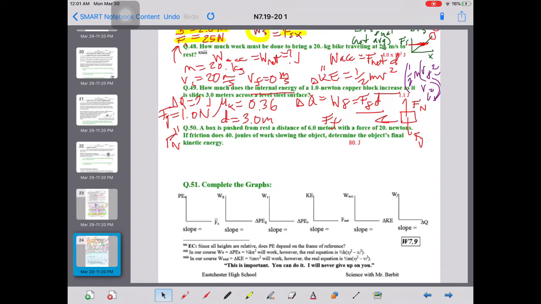Okay, let me just set you up on this one in case you want to think about it. The box is pushed from rest. The distance of D is 6 meters. Pushed from rest, VI is 0. The force, that's your external force, 20 newtons. This friction does, so work of friction is 40 joules. Determine the object's final kinetic energy. So we're going to find KE is question mark.